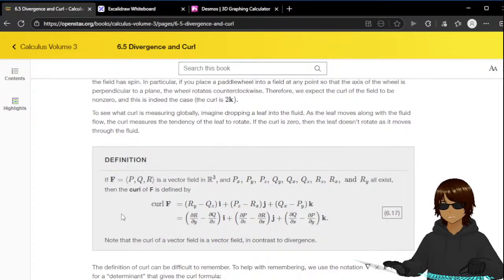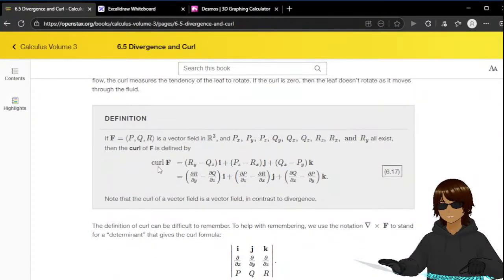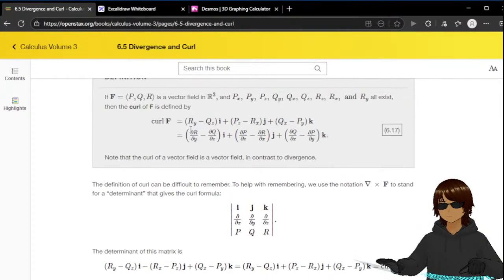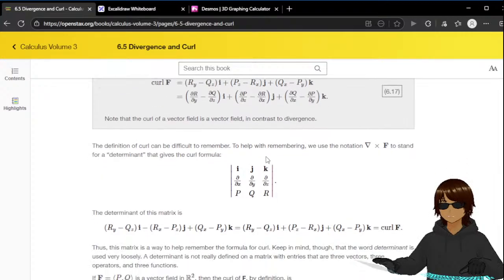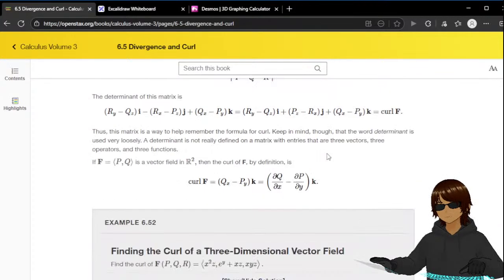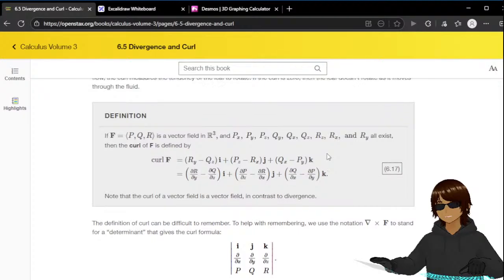So, okay, they all exist. Then the curl of F is defined like this: R_y minus Q_z, P_z minus R_x, and Q_x minus P_y. Okay, I think this is easier. So for i, it's this minus this. And then for j, it's this minus this. For k, it's this minus this. How do you even prove such a thing?